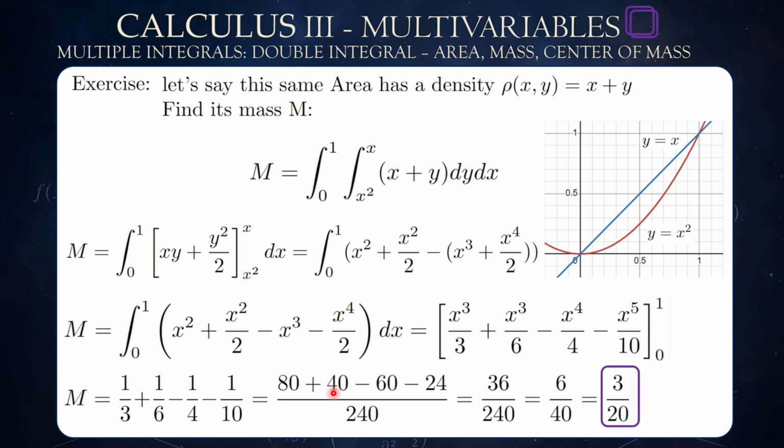The total of 1/3 plus 1/6 minus 1/4 minus 1/10 gives us 3/20, which is the mass of the solid.